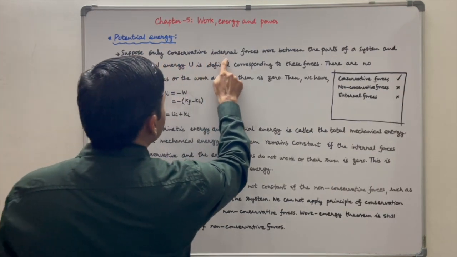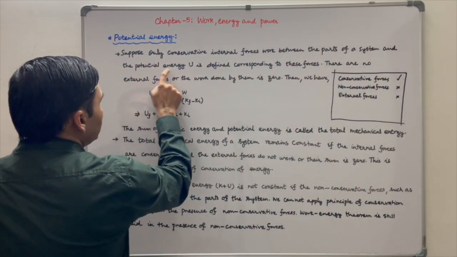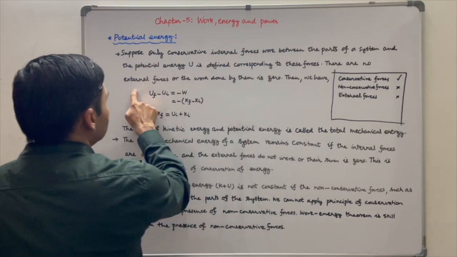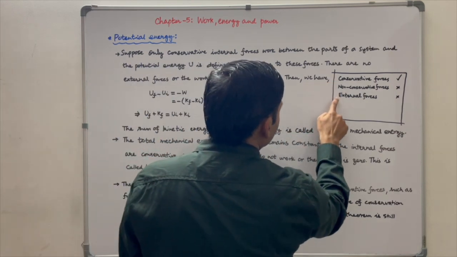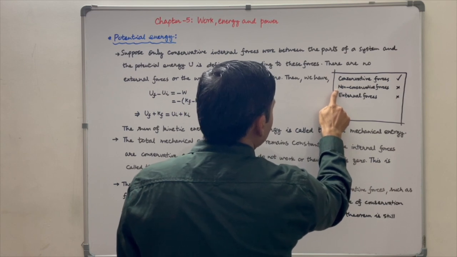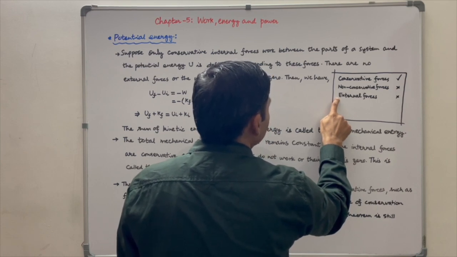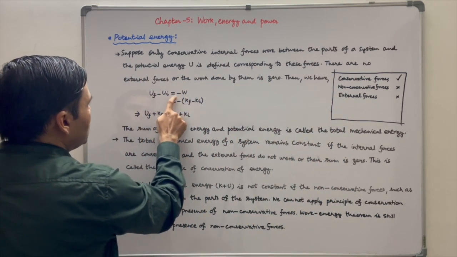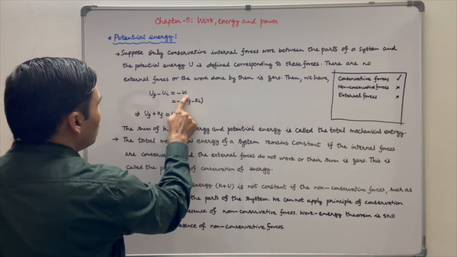Suppose only conservative internal forces work between the parts of a system and the potential energy U is defined corresponding to these forces. There are no external forces or the work done by them is equal to zero. That means these are the conditions: conservative forces work, non-conservative forces do not work, external forces do not work, or even if they work, the sum of work done by them is equal to 0. Then we can say UF minus UI is equal to minus W. That means change in potential energy is equal to negative of work done.